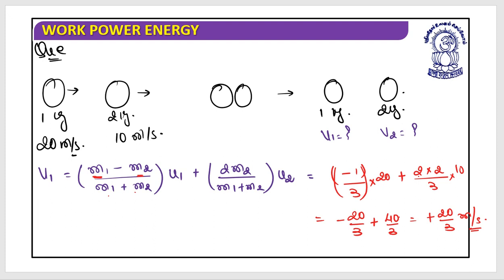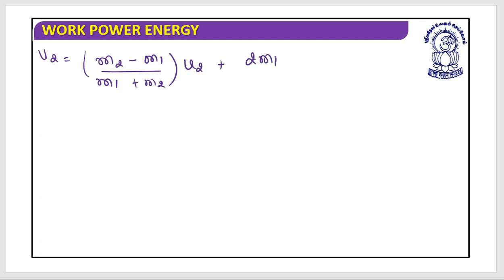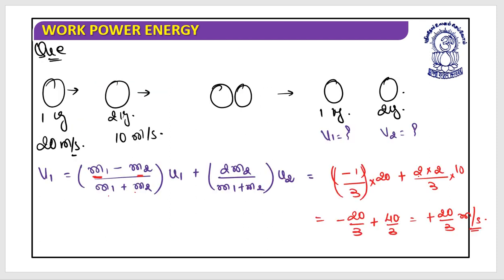Is it clear? Now on the same note, I can have v2 equals to (m2 minus m1) divided by (m1 plus m2) into u2, plus 2m1 divided by (m1 plus m2) into u1.